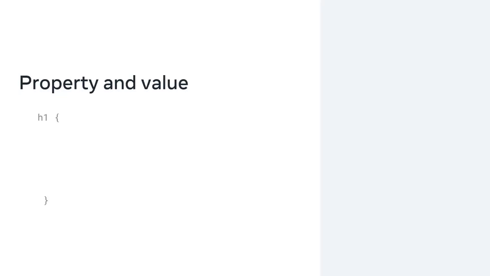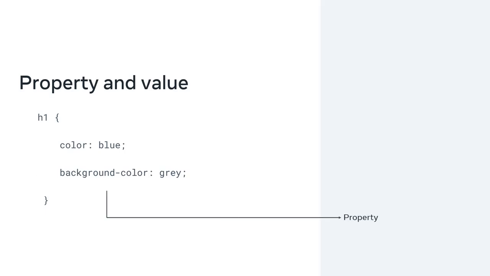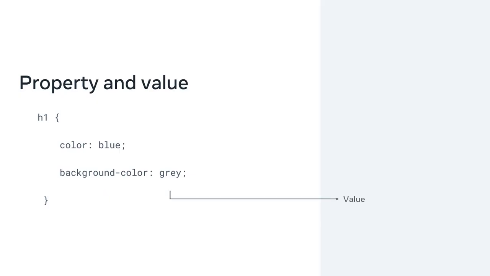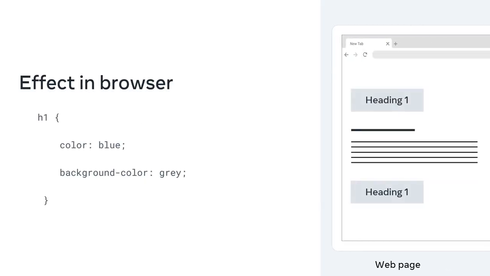Now let's focus on the structure of the declaration block. Each declaration is made up of 2 parts, a property and a value. For example, in this case, the properties that you want to change are the color and the background color of the header or selector. Once you have decided which properties you want to define, then you must assign each property a value. The color property gets a value of blue and the background color property gets a value of grey. This will result in all heading 1 tags displaying blue text on a grey background in the browser. By now, you'll have learned that CSS tells the web browser how to display HTML elements on screen.